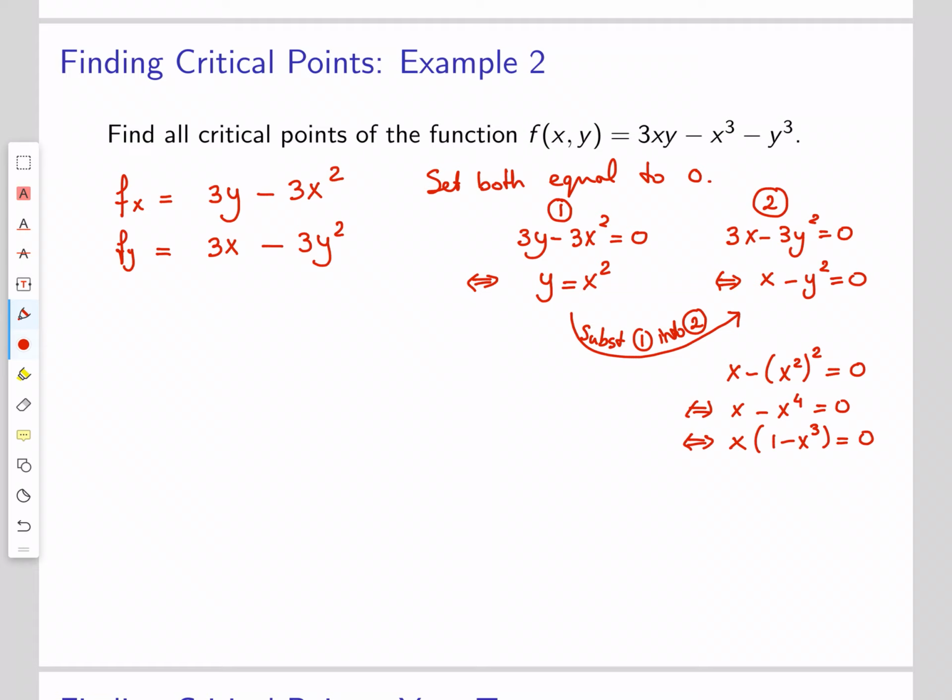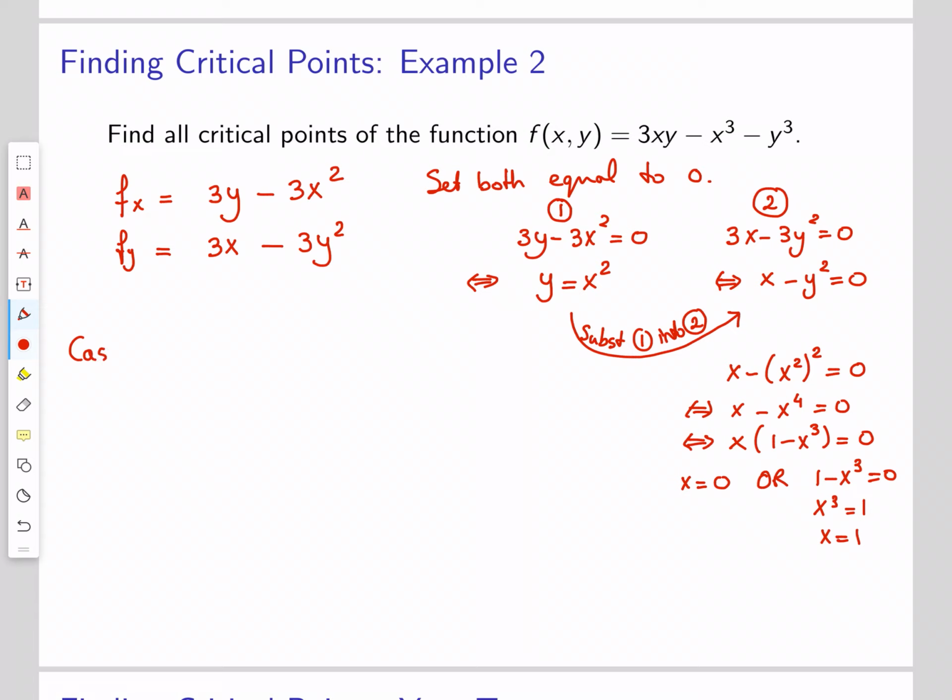Now that has two solutions. Either x is equal to 0 or 1 minus x cubed is equal to 0, and that latter equation is equivalent to x cubed is equal to 1, which only has one solution, x equal to 1. All right? So now really I have two cases.